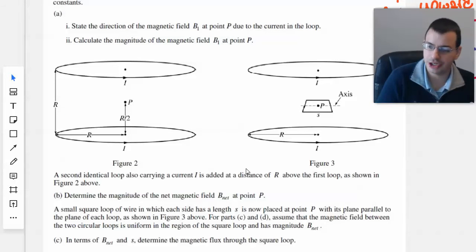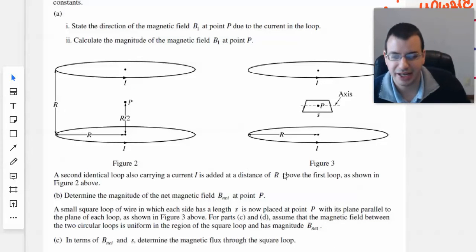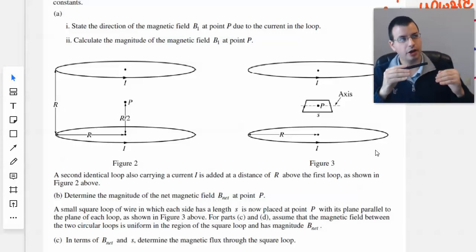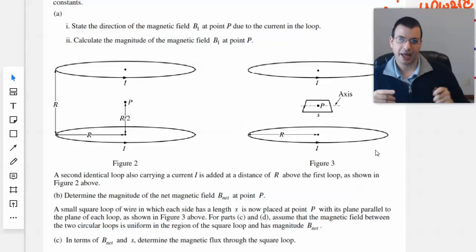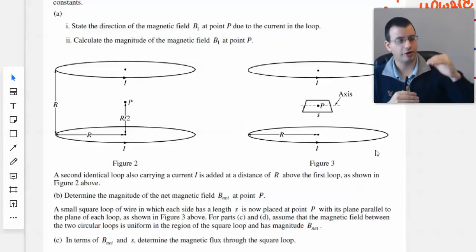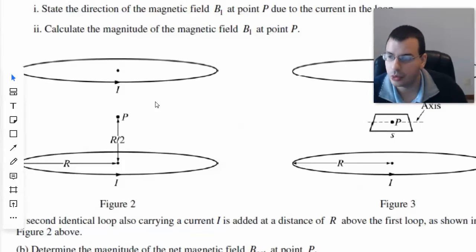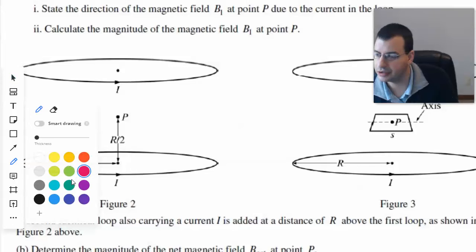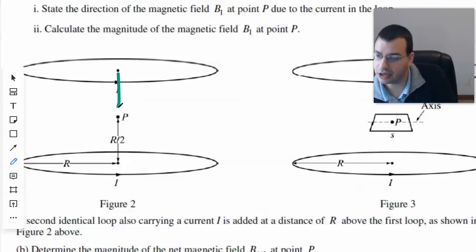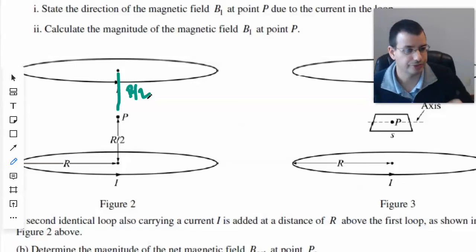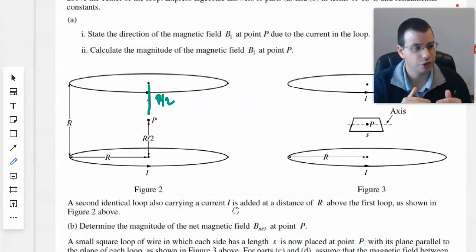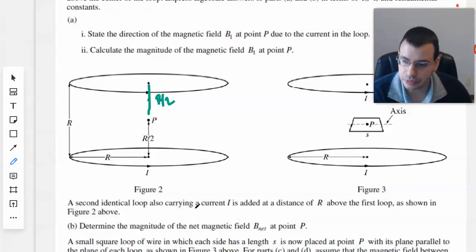A second identical loop, also carrying a current I, is at a distance r above the first loop. Okay, so if it's r above the first loop and point P is r over 2 above the first loop, then the second loop is r over 2 above the point P. So what we're told here is this distance is also r over 2. 1/2 plus 1/2 equals 1. Determine the magnitude of the net magnetic field at point P.